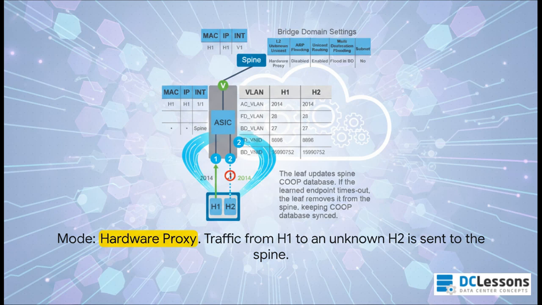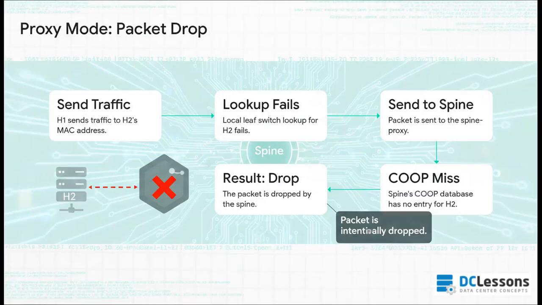But look closely at the traffic flow here. The packet doesn't just go out the other local port. Nope. Instead, the leaf wraps it up and sends it up to the spine to make the decision. This is a really key concept. Now it's all up to the spine.